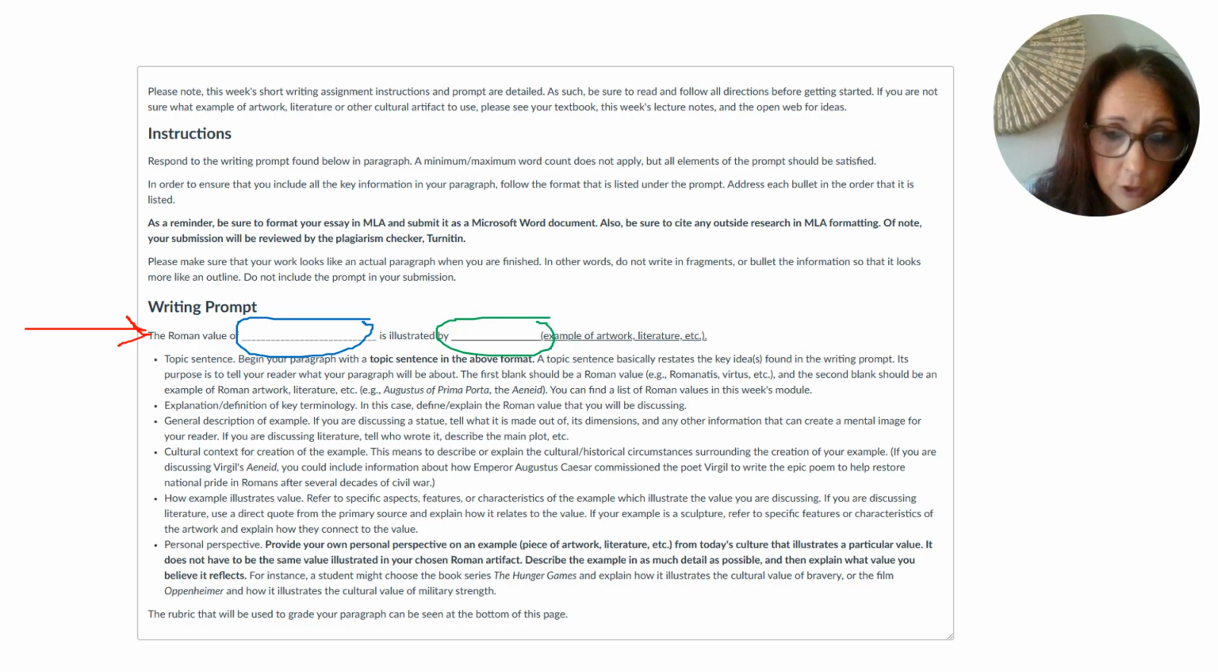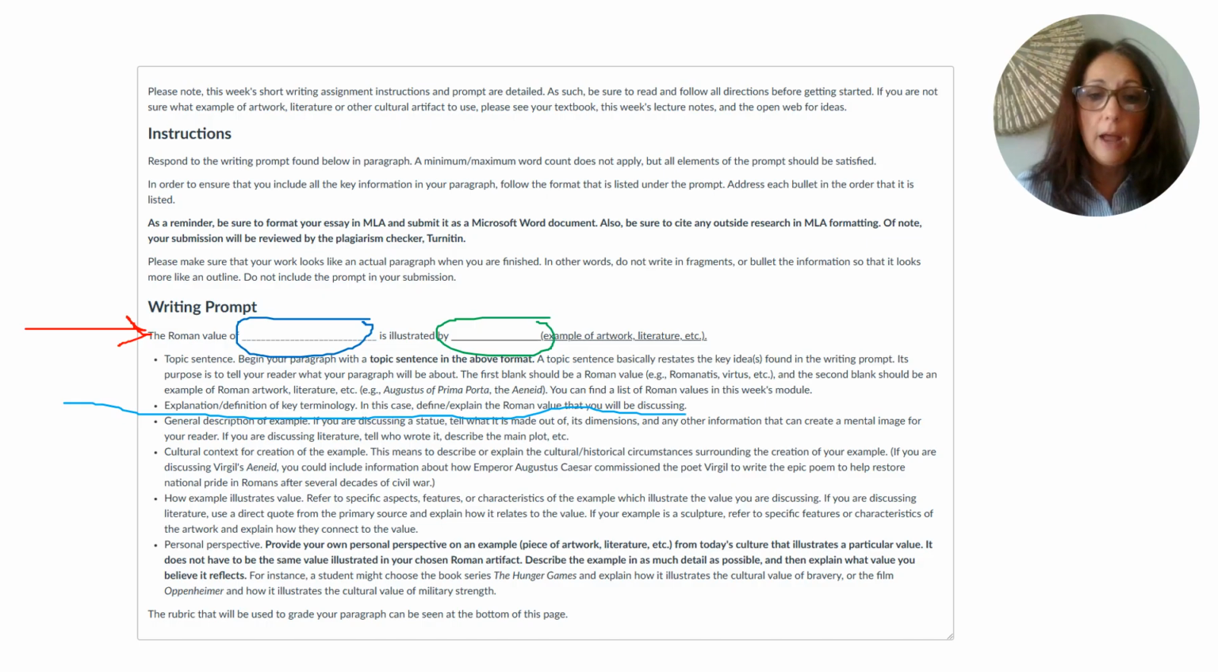For instance, after your topic sentence, the next thing you're going to do is an explanation of key terminology. So perhaps the value that you are discussing is going to need a little bit of explanation. You would explain, for instance, what Romanitas means. If you need to explain any terminology in terms of your artifact, for instance, if you need to explain what a mosaic is, that's where you do that. And then you're just going to keep working through these various bullets, as I indicated there.